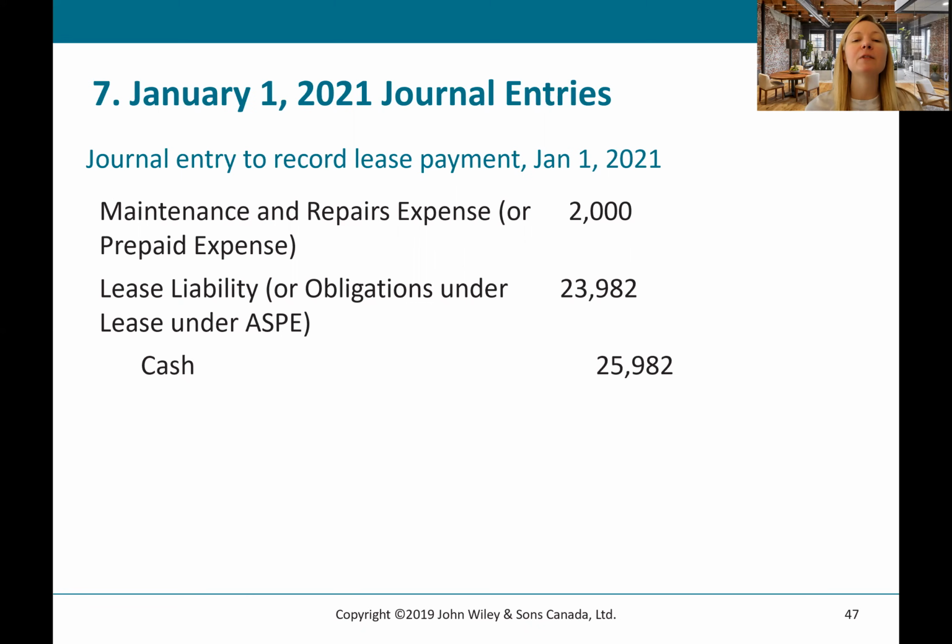So you can see the first thing we've got at the bottom there is credit cash for $25,982. And that's our total lease payment. Remember, it included our base lease payment plus the executory costs. So now we can group those together if we want, because ultimately we still have to cut our lessor a check for $25,982. And the lease liability is going to decrease by $23,982, and the maintenance and repairs expense is going to be $2,000.